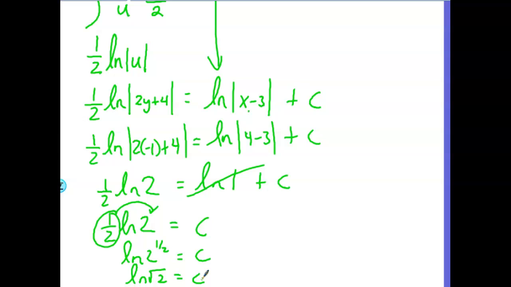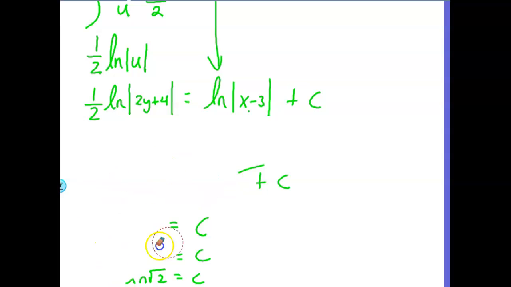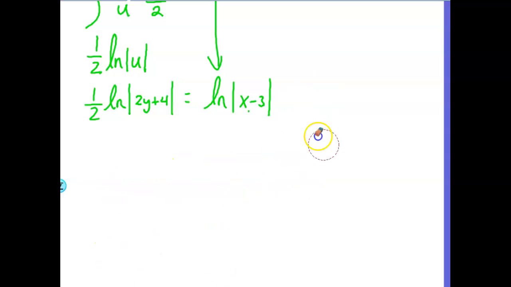All right, so now I've got my expression, or my c value. So I'm going to go back up here to my general solution, and now I can replace the c with ln of the square root of 2. Okay? Okay. Now what are we going to do?